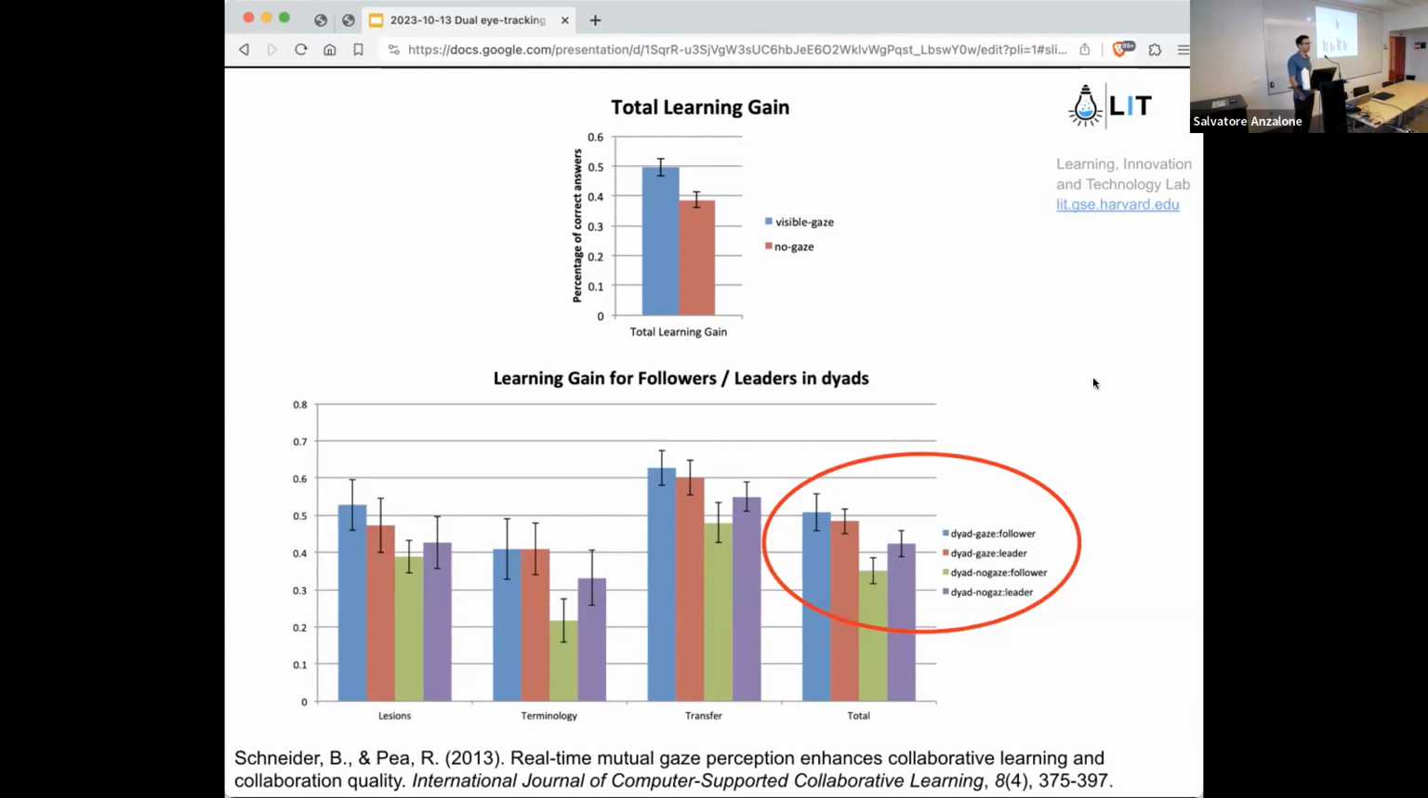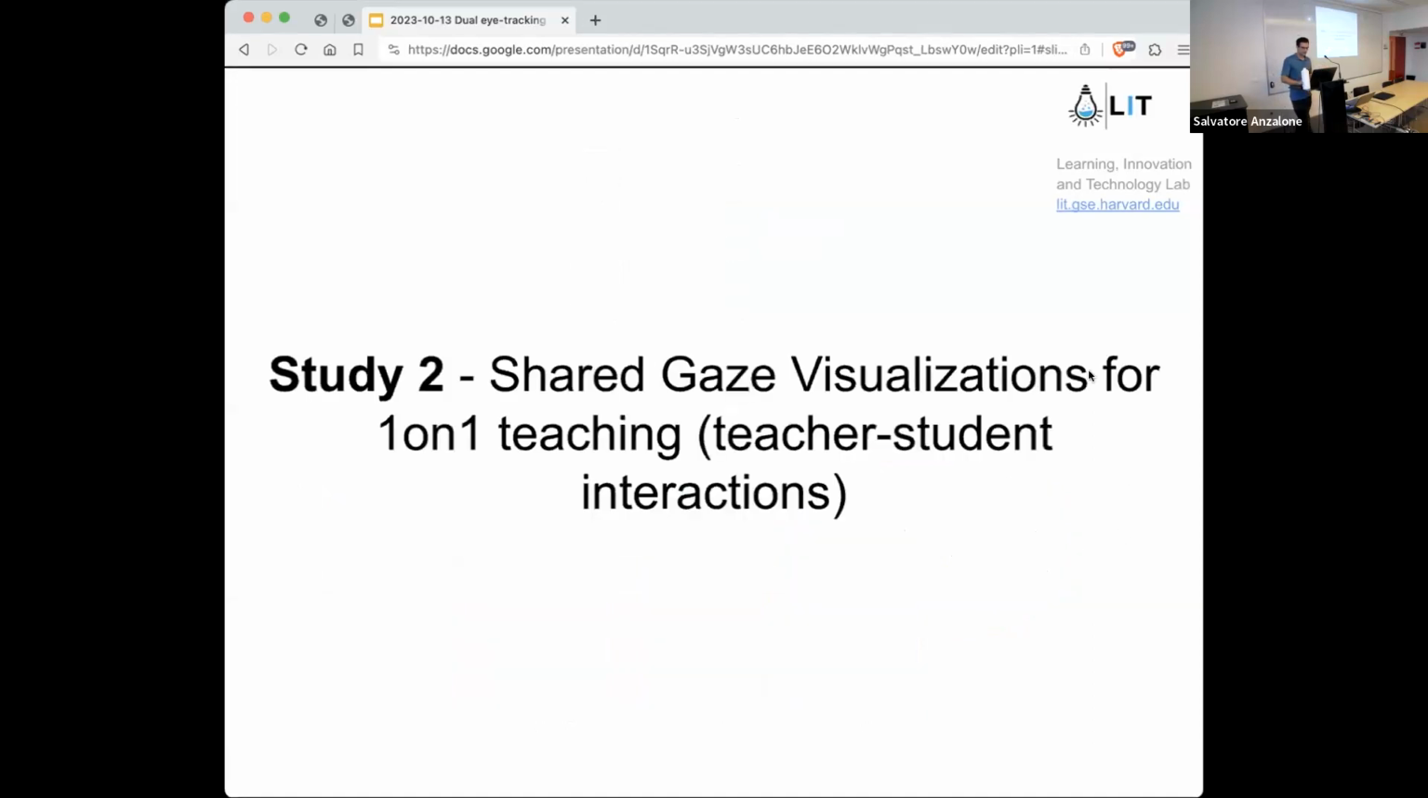And that suggests that if you can see the gaze of the person you're talking to and the person is talking a lot, it's easier for you to follow the thought process of that person. If you don't see the gaze, you're going to be more likely to be confused, to not follow along, and at some point to be disengaged from the interaction. So that was for a student-student interaction.